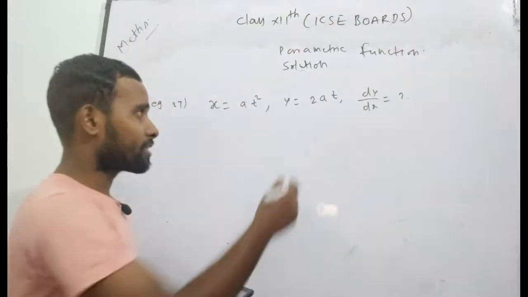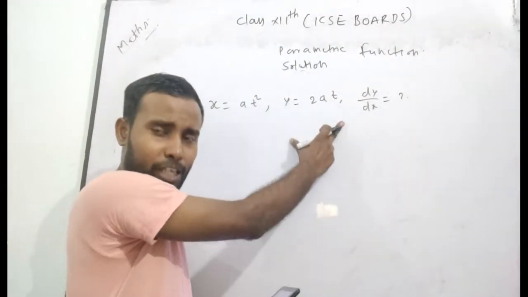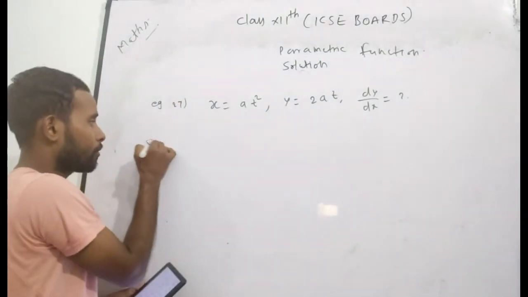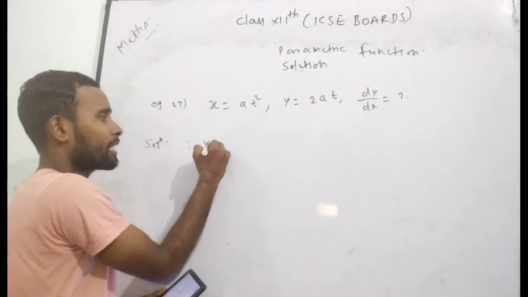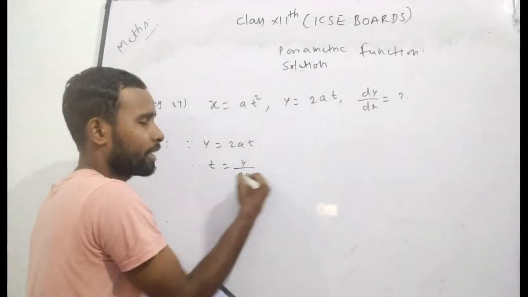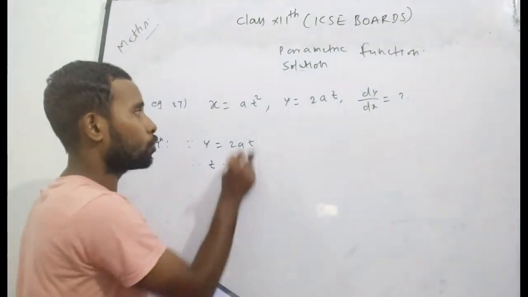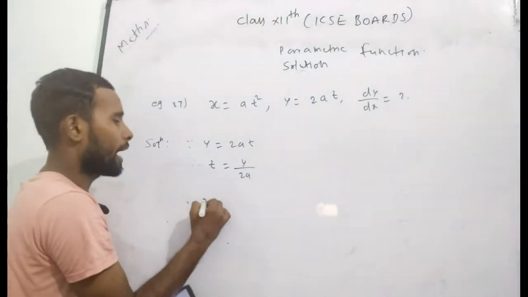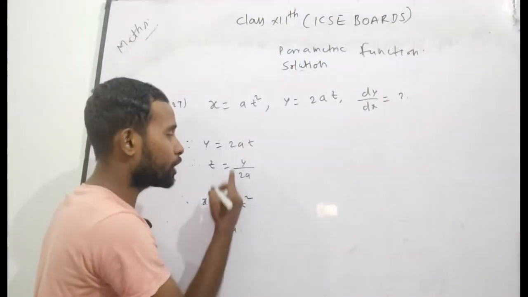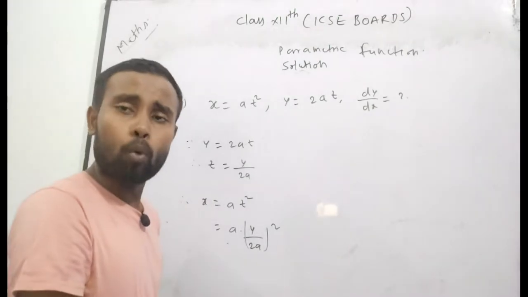Now, I want to firstly eliminate t using equation second. This is equation second, this is equation first. Since y is equal to 2at, we can write t is equal to y upon 2a. Now, if you put t equal to y upon 2a in equation first, as you know x is equal to at square, which will be a times, in place of t, y upon 2a whole square.